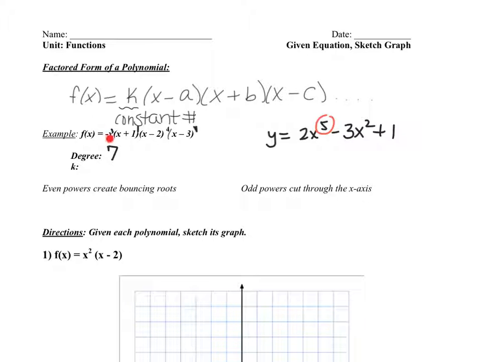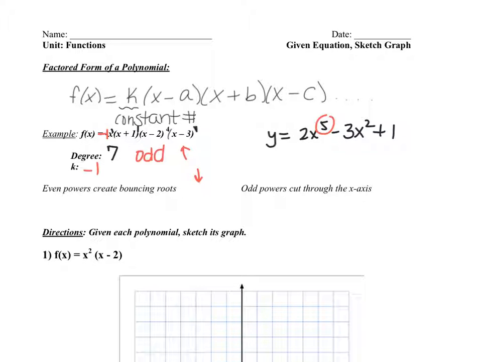Now, this x is not a constant. The constant is a number. So what's the number in front of the x? The number in front of the x is negative 1. So my k is negative 1, and that tells us about the end behavior. Because the degree is 7, that makes it odd. And because it's a negative 1, my end behavior would look something like this.